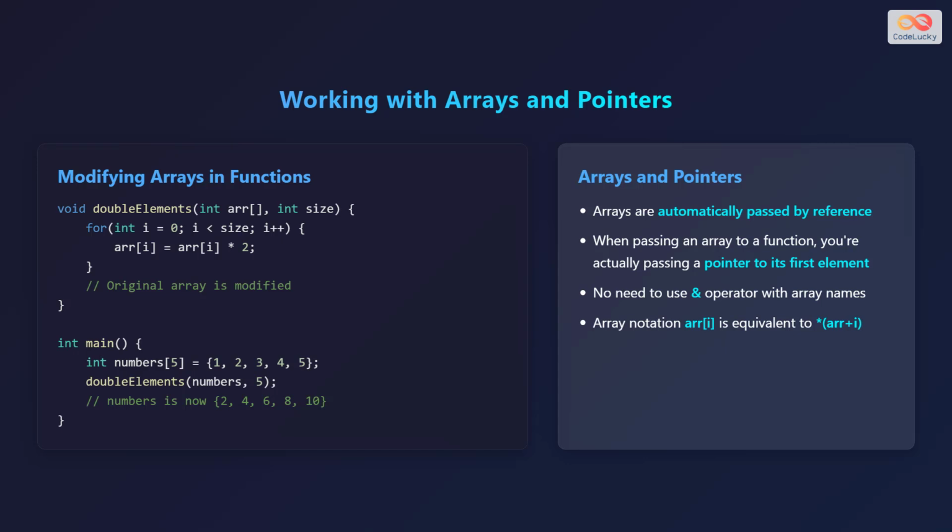In the main function, an integer array numbers is initialized with values 1, 2, 3, 4, and 5. The double elements function is called with numbers and its size. After the function call, numbers becomes 2, 4, 6, 8, and 10. Arrays are automatically passed by reference. When you pass an array to a function, you are actually passing a pointer to its first element. You don't need to use the ampersand operator with array names. Array notation arr[i] is equivalent to *(arr + i).